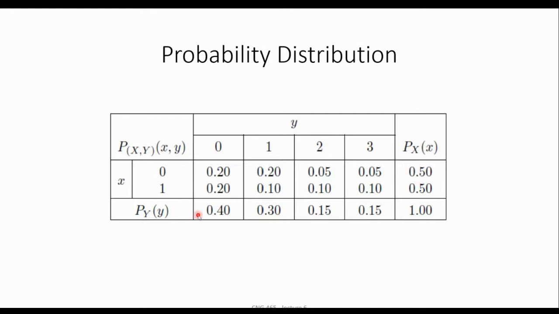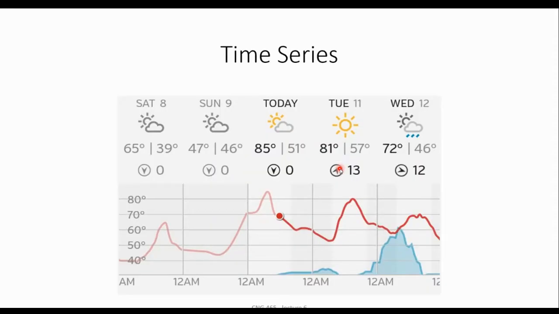These side ones, we call them marginal probabilities. For example, for Y, you can see 40%, 30%, 15%, 15%, and their summation is 1. This row itself is a probability distribution. We call it a marginal probability distribution. Again, for this one, for X, 50%, 50%, and their summation is 1. So this is the idea of probability distribution, and this is very useful. We will also use it in our HMM model.